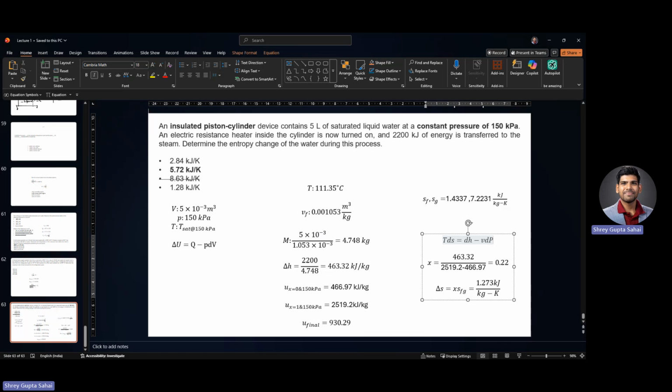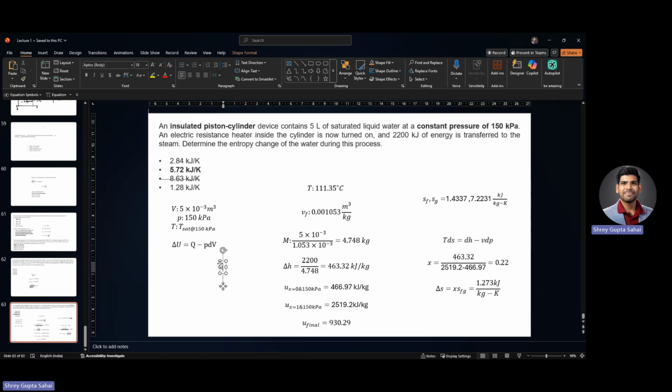It's given by that, and dP is 0. So actually we can find delta S very quickly. It's 463.2 divided by 111.35 plus 273.15, which gives 2.748. Exactly. See, so we could have quickly done this also.